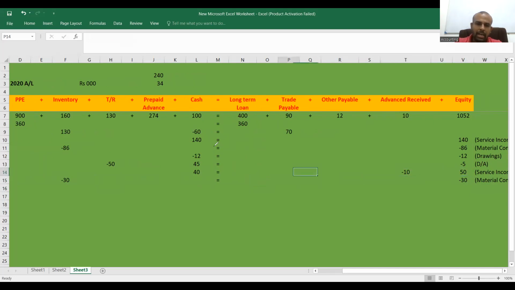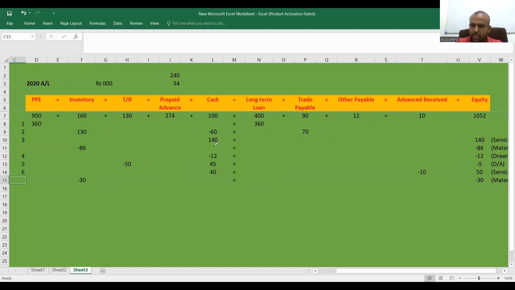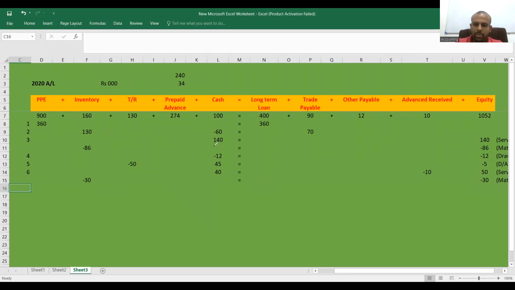How did we realize that income? We received 40,000 in cash, and the balance 10 reduces your liability. It's a good transaction, right? Okay, now we will move into the next.